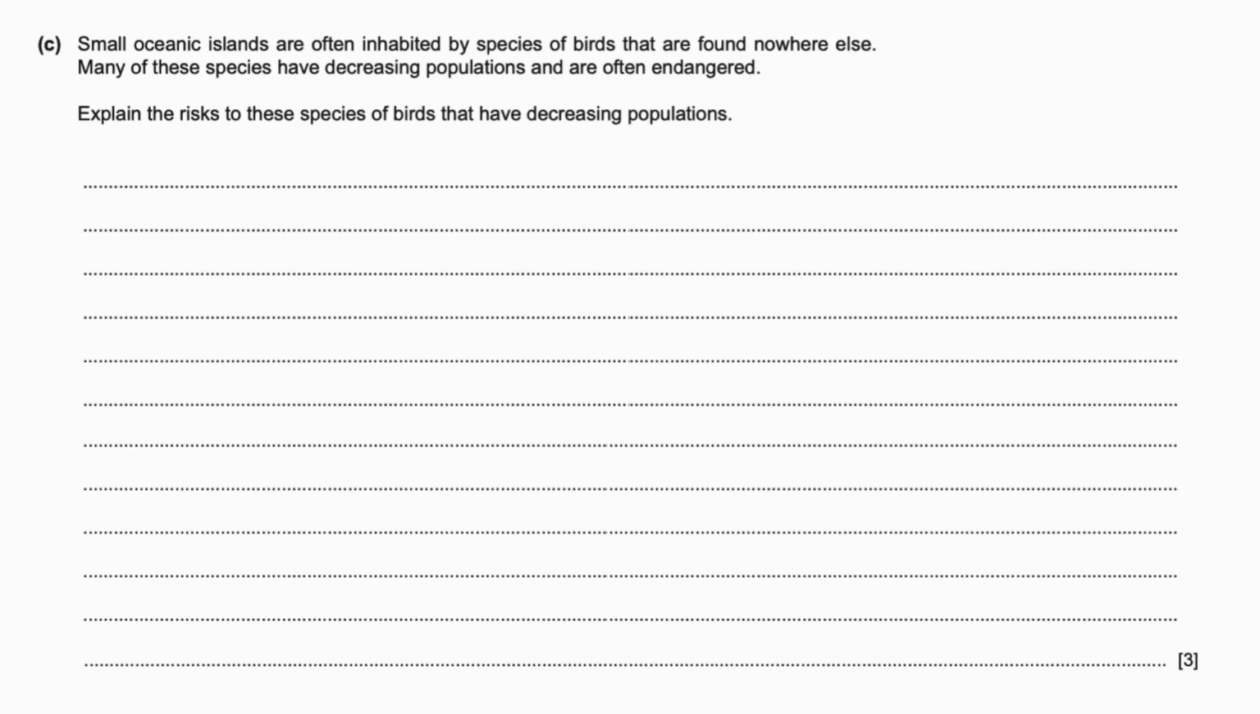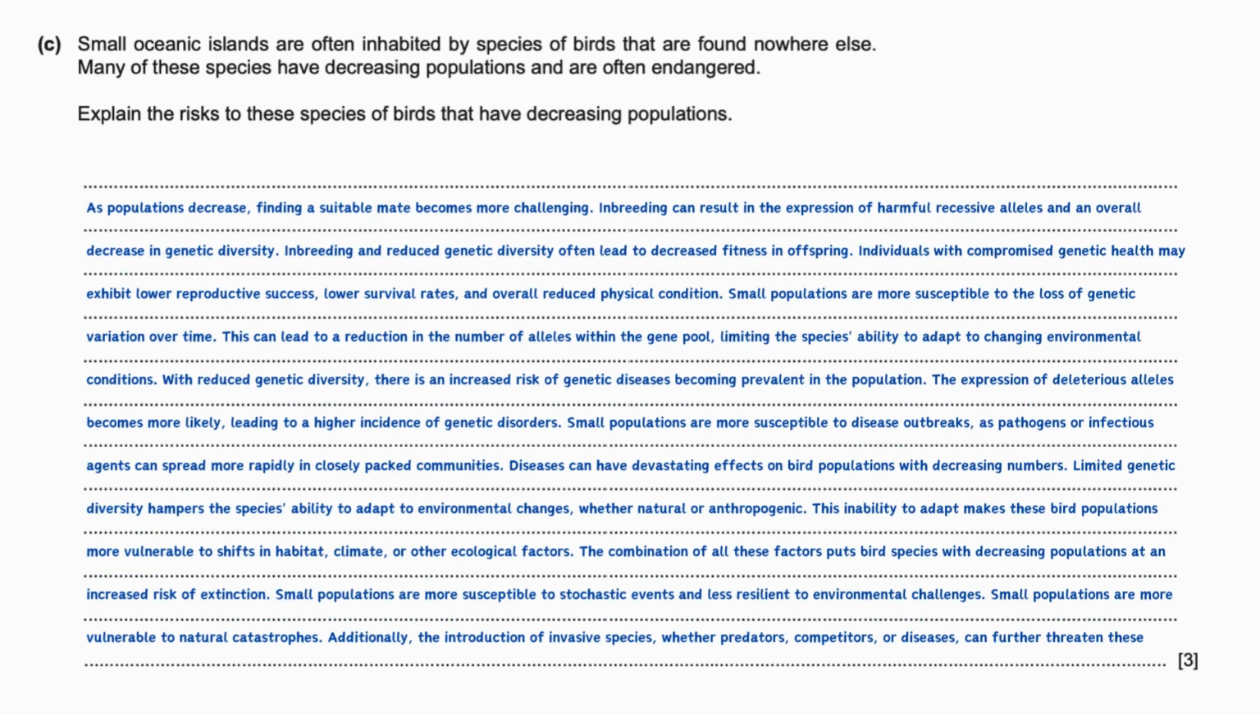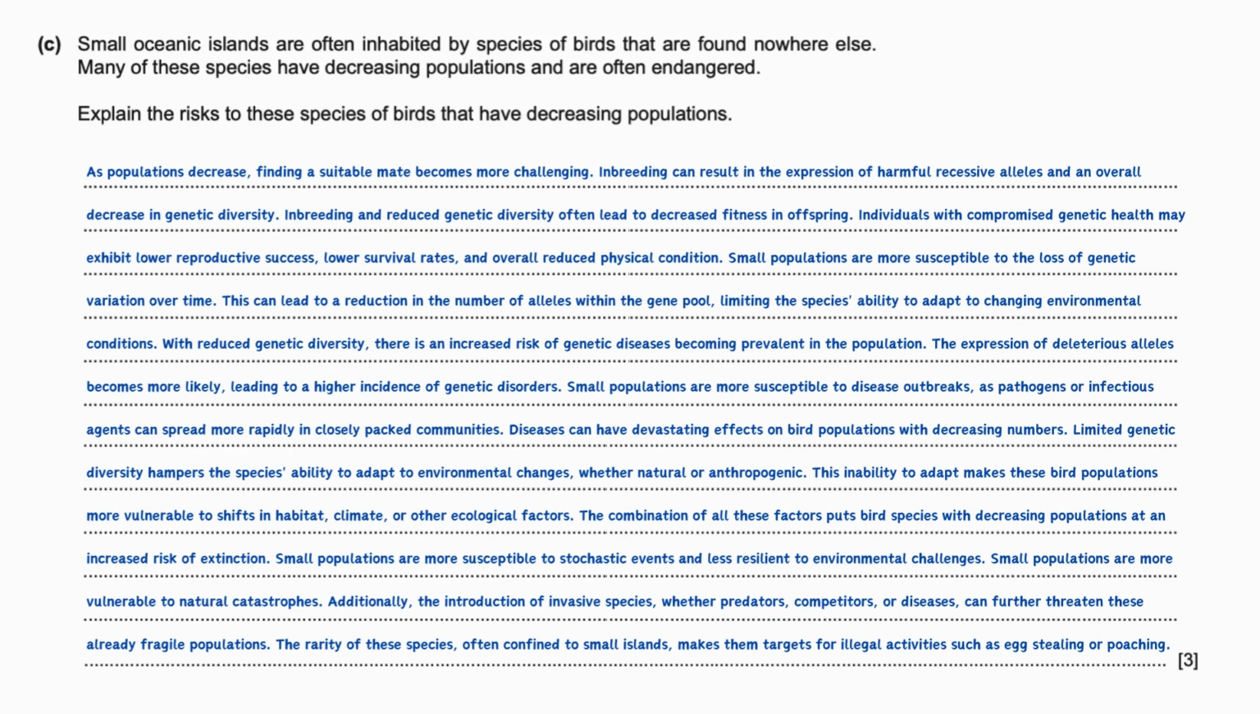Small oceanic islands are often inhabited by species of birds that are found nowhere else. Many of these species have decreasing populations and are often endangered. Explain the risks to these species of birds that have decreasing populations. As populations decrease, finding a suitable mate becomes more challenging. With small populations, there is an increased likelihood of mating between closely related individuals, leading to inbreeding.